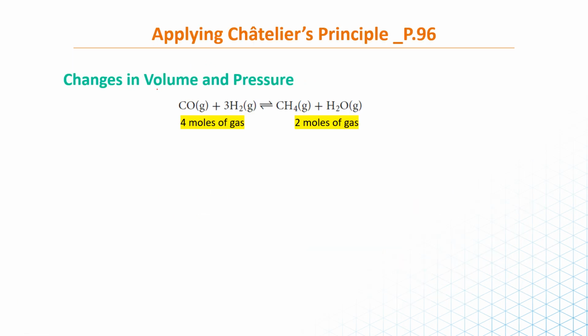So what will happen if we change the volume and pressure? Have a look here at this reaction, guys. Very important to notice that volume and pressure affect gases only. So when you have gases in the reactants and products, then volume and pressure will affect them. Here we have 1 mole of CO and 3 moles of H2, so in total we have 4 moles of gases. And here we have 1 mole of CH4 and 1 mole of H2O, so the total number of moles is 2. So the moles in the products are fewer than the gaseous moles in the reactants.